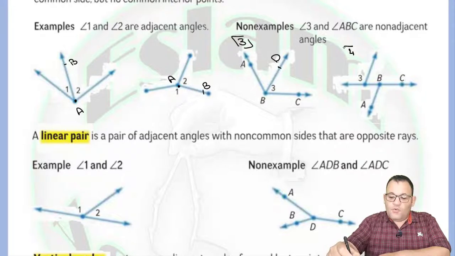Now for example number 4, you will find that we have different vertices. Suppose that we have X as the vertex for angle 3 and B as the vertex for angle ABC. They are different vertices. It means there is no common vertex and also there is no common side.